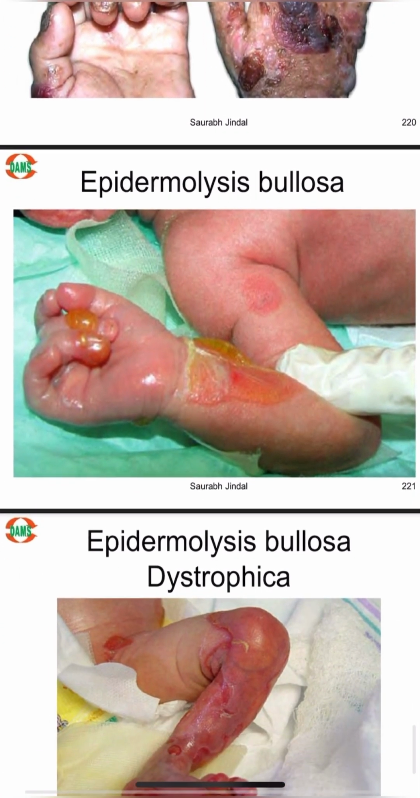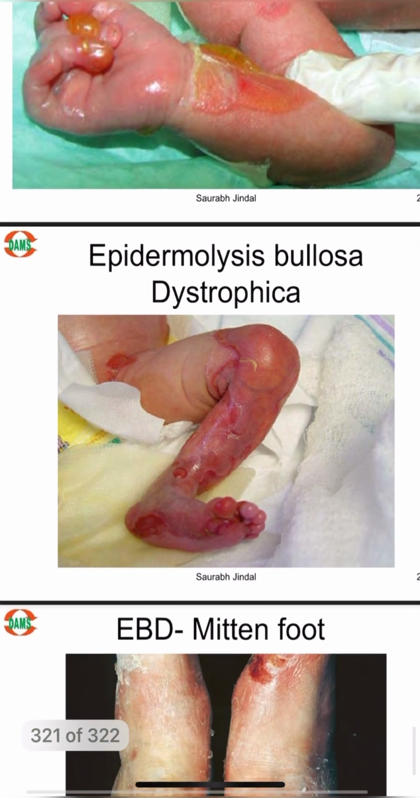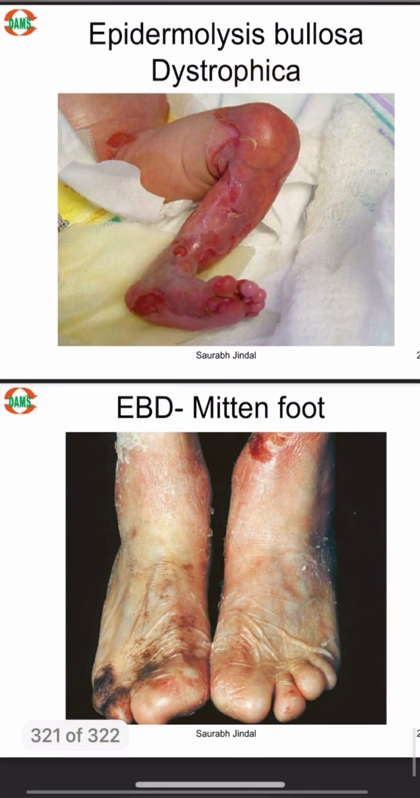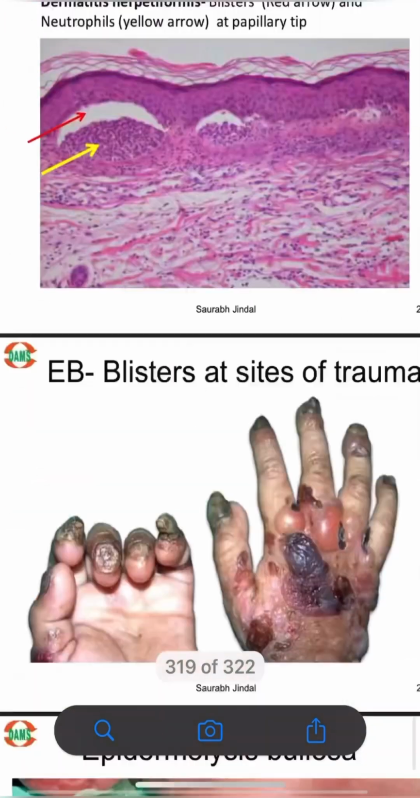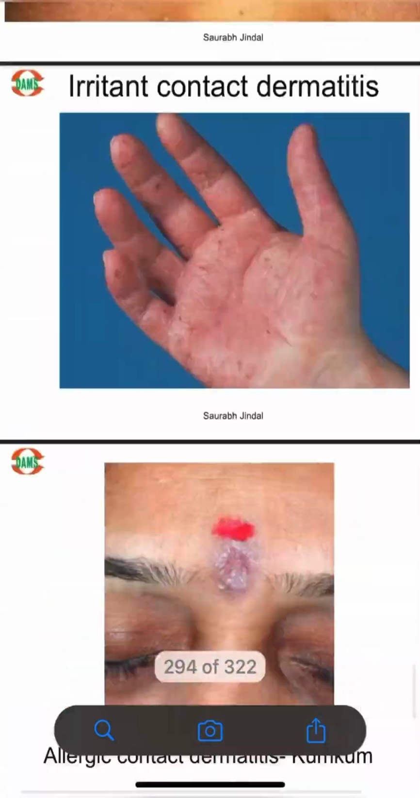This is epidermolysis bullosa in an infant. This is epidermolysis bullosa dystrophica in infant. This is epidermolysis bullosa dystrophica, mitten foot. Now let us see some erythemas separately.